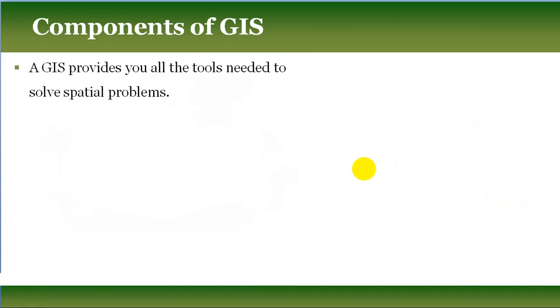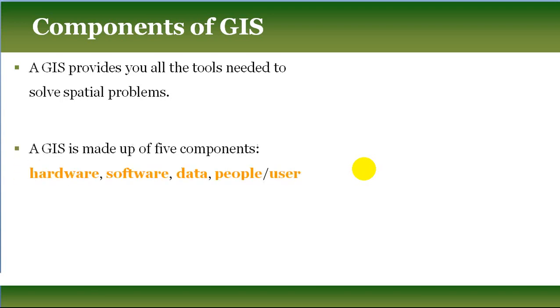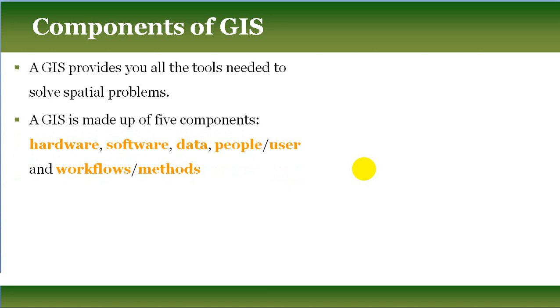A GIS provides you all the tools needed to solve spatial problems. So every type of technique or tool is available in GIS that will help you to solve different types of spatial problems. A GIS is basically made up of 5 components. Within a larger system, those 5 components work independently and also interact with each other so that the complete GIS system runs smoothly.